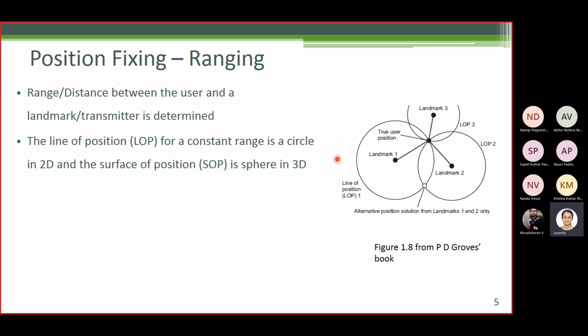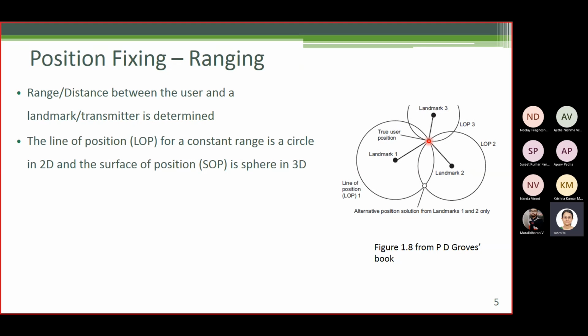Now, if the user receives signals from another transmitter, he will get the range to that transmitter also. Then it implies that he is at the points of intersection of these two circles, right? We know there are 2 points of intersection. So he can be either here or here. There is an ambiguity, correct? Here we are seeing it in 2D. So we need to resolve the ambiguity. How can we do that?